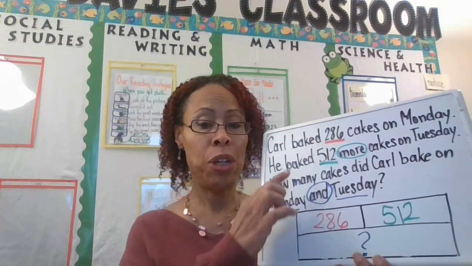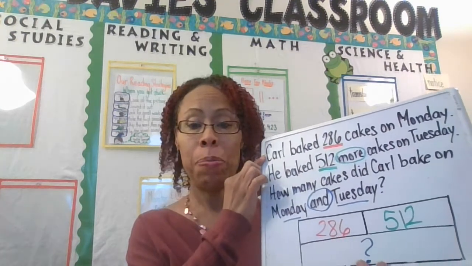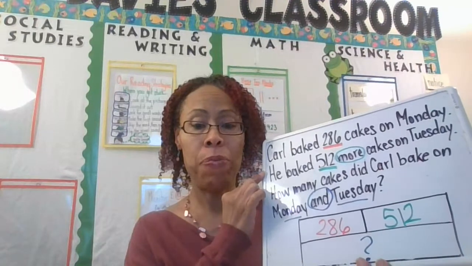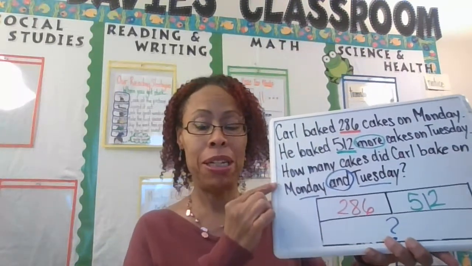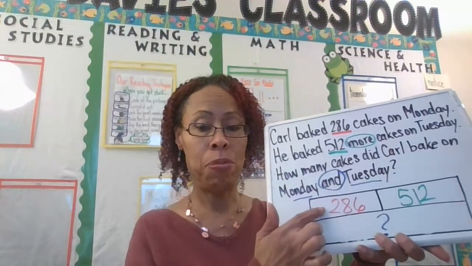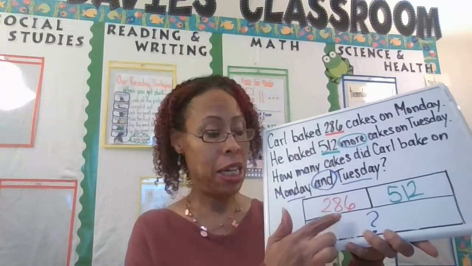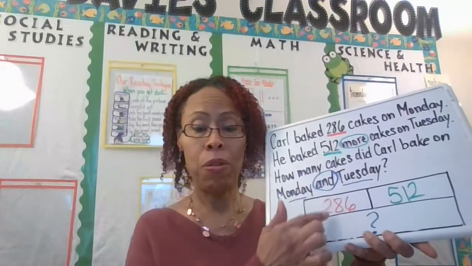So if you recall from the previous video, we looked at Carl baked 286 cakes on Monday. He baked 512 more cakes on Tuesday. How many cakes did Carl bake on Monday and Tuesday? And we know that the first part was 286, the second part is 512, and then the unknown was placed here in our part-whole, or our tape diagram.